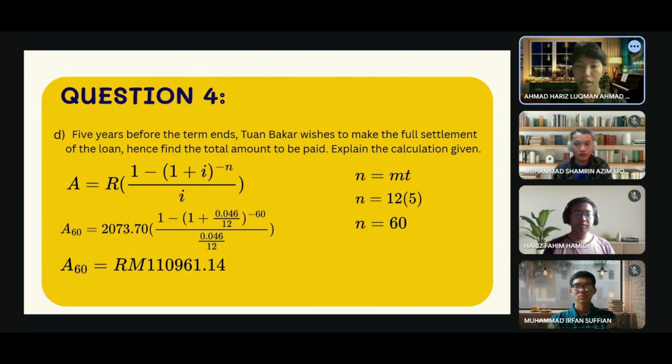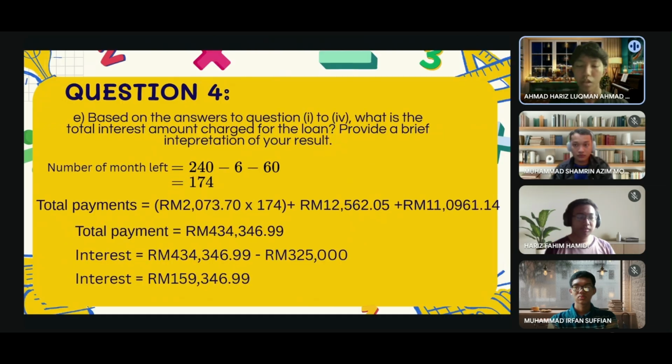So we already know m is 12 and t is 5. So we just multiply these two and we will get n equals 60. And we just insert the information into the formula and we will get RM 110,961.14. To answer this question, we need to know the number of months left.